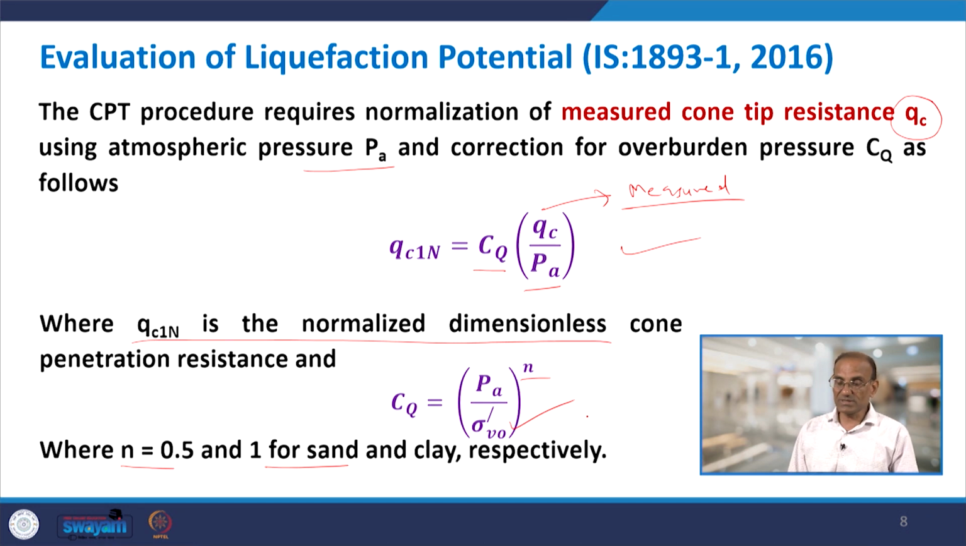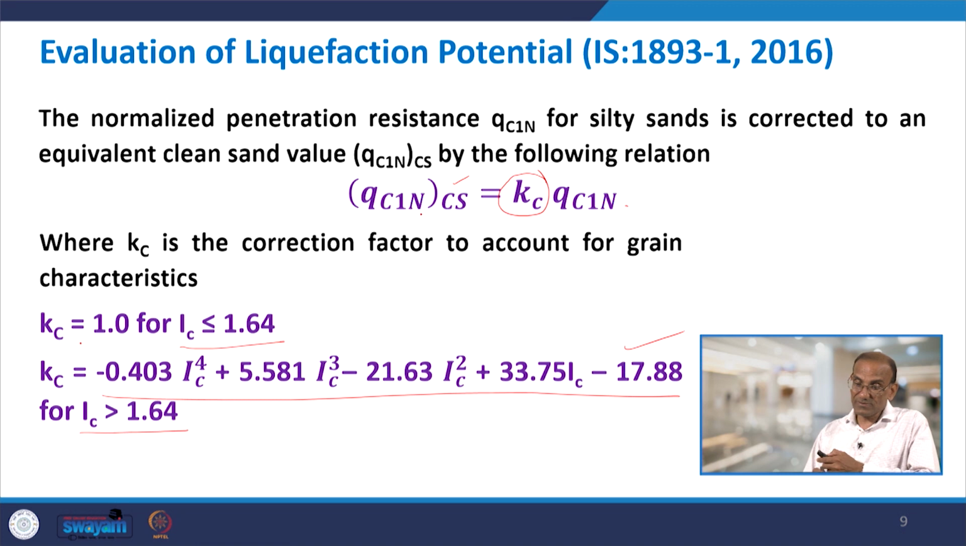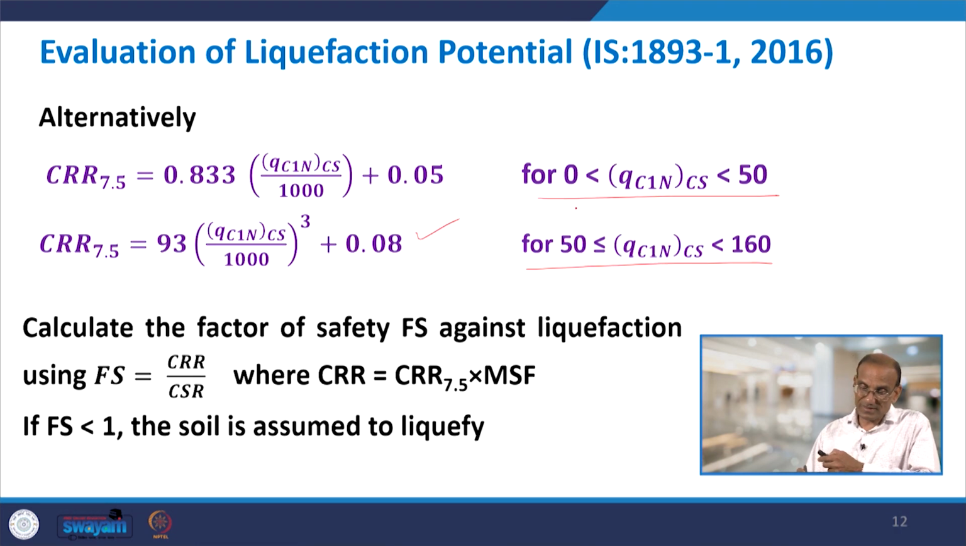Here, this Qc1n equation is dimensionless. Qc is not dimensionless, it is tip resistance, so it will have the unit of stress, and then you have Pa, atmospheric pressure, so both together will be dimensionless. So Qc1n will simply be a number, and Qc1n Cs will also be a number, so it is dimensionless. If it is between 0 and 50, then we use this equation, which is divided by 1000 and multiplied by 0.883, and you get this one. But if it is between 50 and 160, then this equation is used. It will not be more than 160.